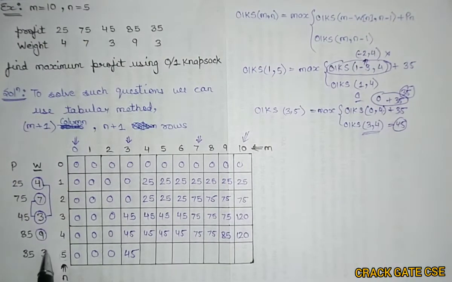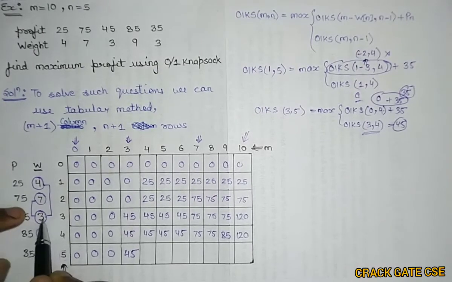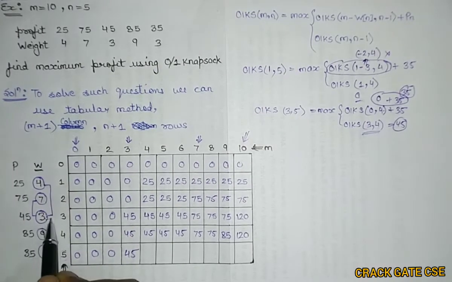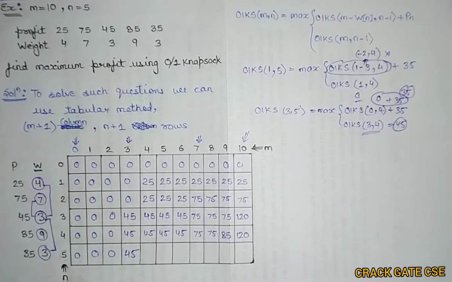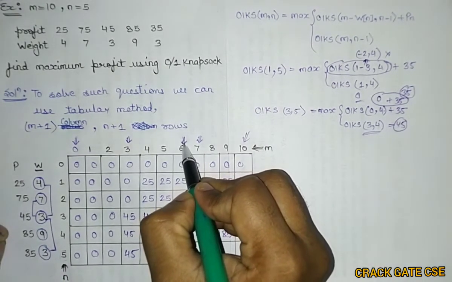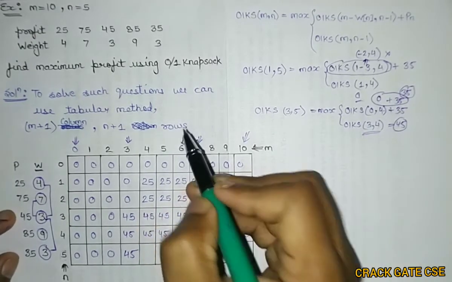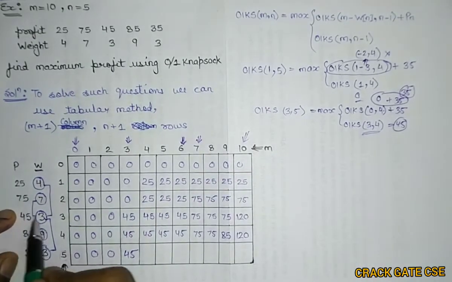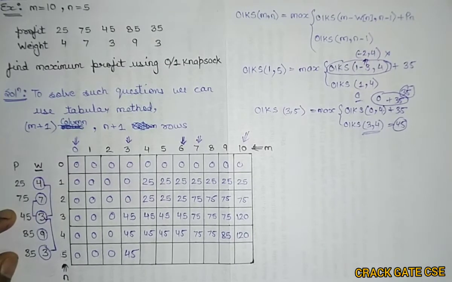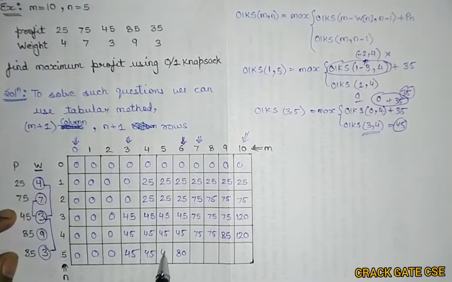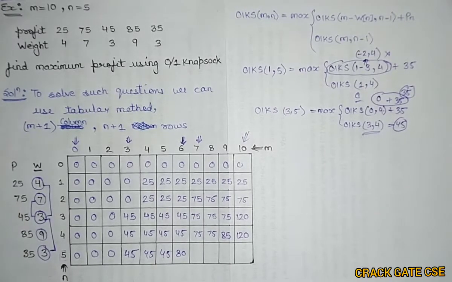See, now this 3 and this 3 can be taken together, right? In that case, the capacity has to be 6. If the capacity is 6, then what will be the profit? Profit will be nothing but 45 plus 35. This will be 80. So I can write it as 80 at 6th place, and these values will be same, right? Because 80 is greater than 41, so I am mentioning 80.